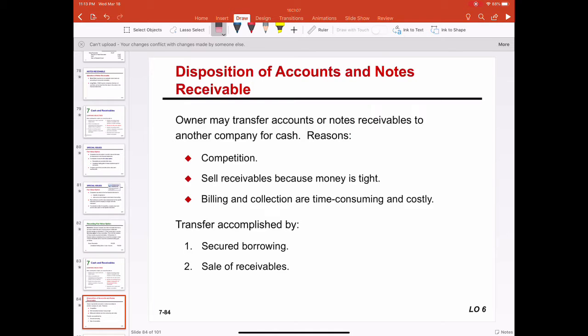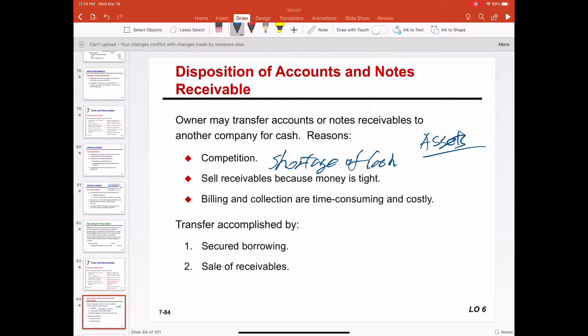In this section, we are learning the disposition of accounts or notes receivables. Receivables are an asset and have value, right? So if the firm has a shortage of cash, and they have probably used all their credit line from the bank, selling their assets in exchange for cash is another choice. Especially for some firms that have a huge amount of receivables, right?